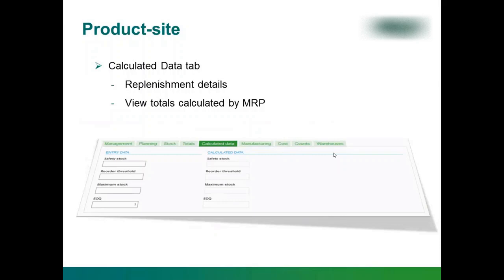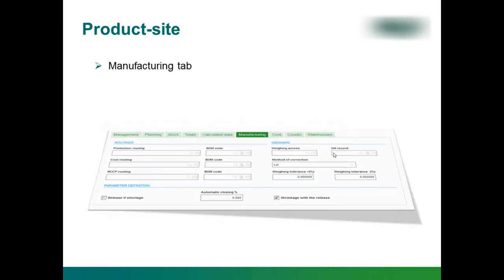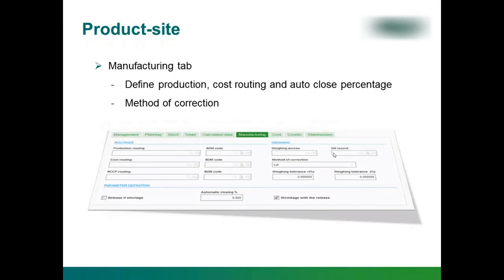On the Calculated Data tab, you can manually enter safety stock, reorder point, maximum stock, and EOQ, or view the same totals calculated by MRP, and this is used for replenishment. On the Manufacturing tab, this is where you define information such as production and cost routing, automatic cost percentage, and the method of correction specific to the manufacturing process.